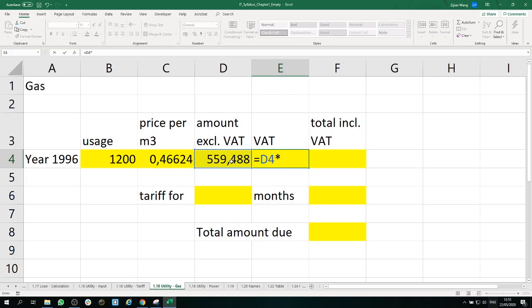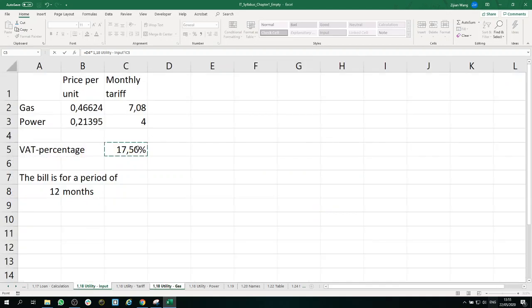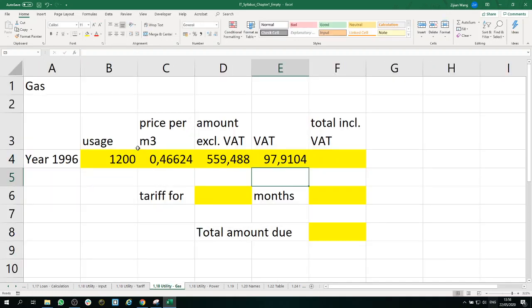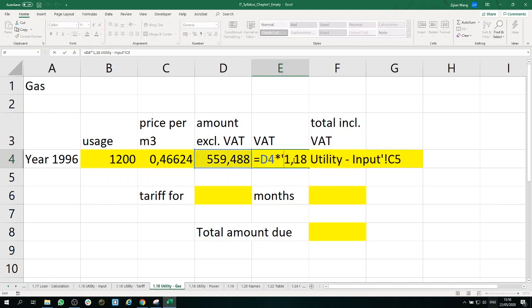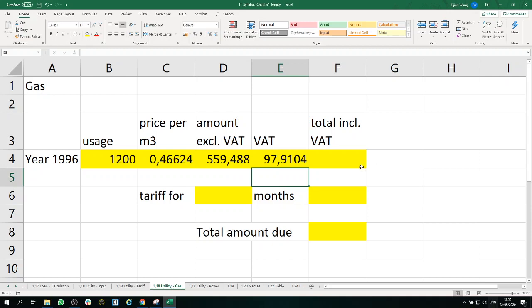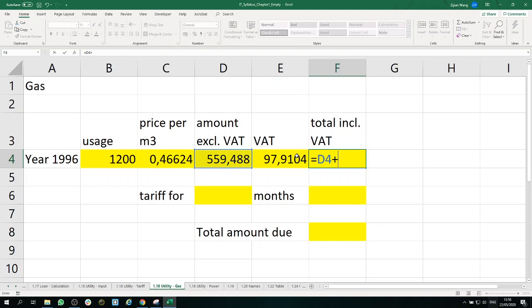Where is the percentage again? Of course, in the other sheet, the input sheet. Here we have percentage and press enter to go back. Yes, here we go. Since we don't need to drag it anywhere, it's okay, we leave this one relative. So we don't need any dollar signs. Total include VAT, that's simple, that's the amount exclude VAT plus the VAT. Now we have the total include the VAT.